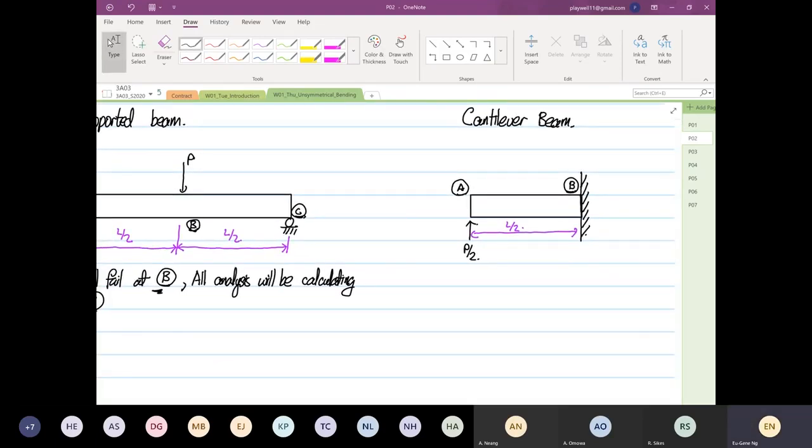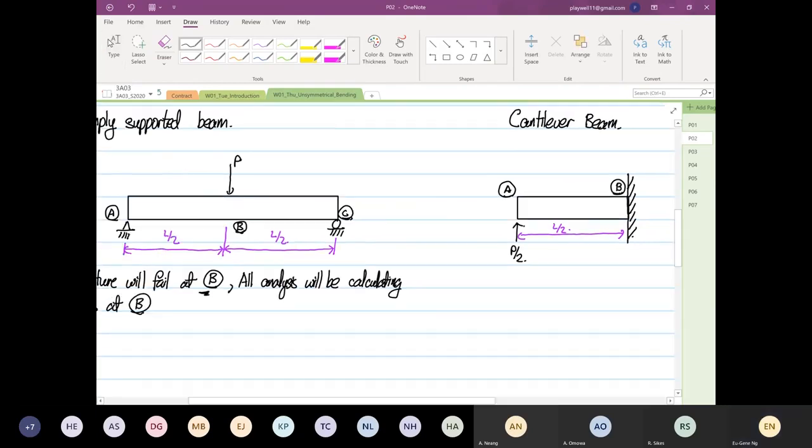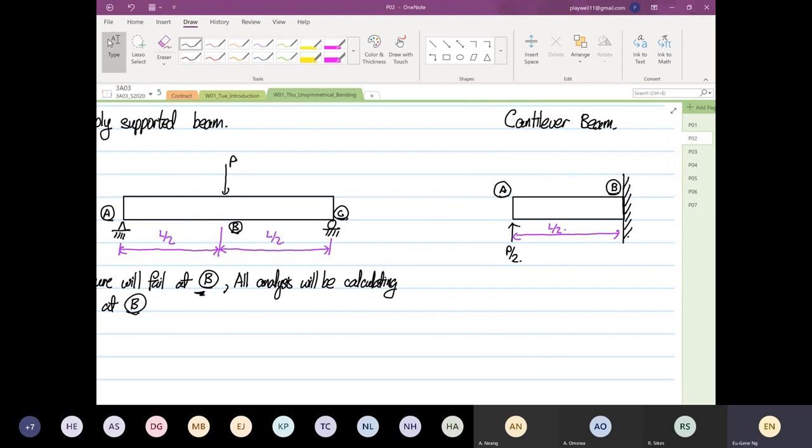Now, question for you all. With a cantilever beam, where will it fail? If you look at a cantilever beam, anyone? Would it fail in between A and B, because it would have a bending towards B a little? So you are thinking that it will fail somewhere around here, right? Would it fail at B? Someone say something. At B. Why?